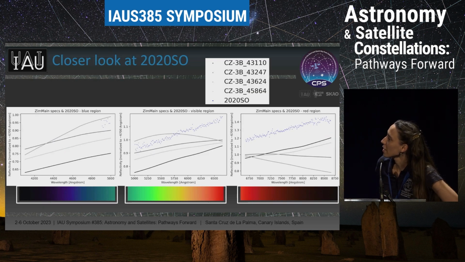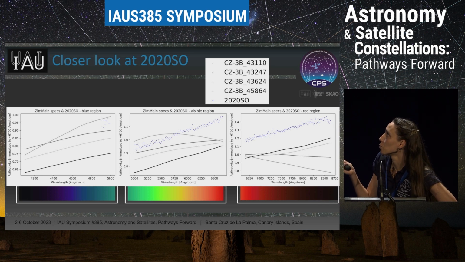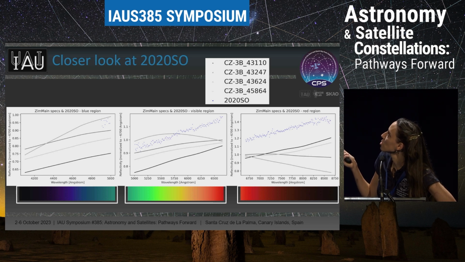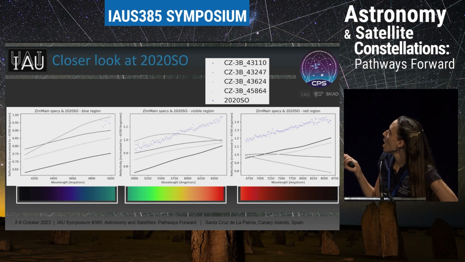And let's have a closer look at the 2020 SO. We see that the spectrum was a little bit shifted on the x-axis, on the wavelength. So in the blue region, we only have a few points. In the visible, we can see that there is a very nice correlation with the Chinese upper stage 43110, and the same in the red region.